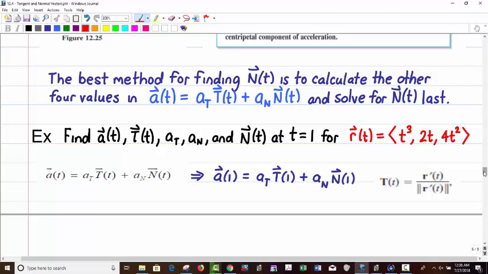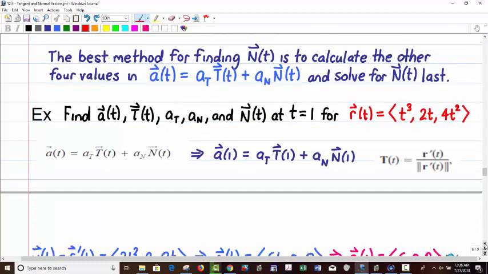Alrighty, so what are we saying in this example? Find a of t, the acceleration at t, the unit tangent vector at t, a sub T, that scalar, a sub N, and then N of t at t equals 1 for this position vector right here. So we're going to get N of t last, because we're going to solve for it algebraically. The other 3, we're kind of using the formulas and the rules.